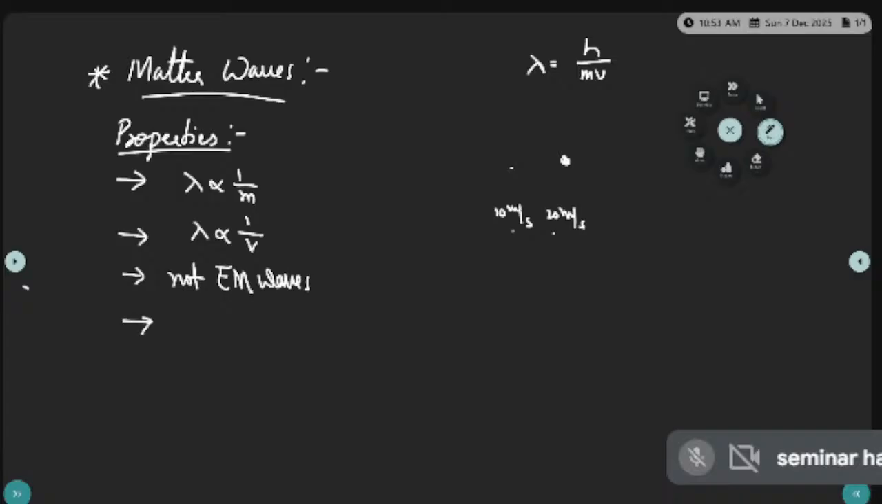They travel with a velocity greater than the velocity of light. Which one? Matter waves. Matter wave velocity is greater than the velocity of light. What is the velocity of light? Meter per second. But matter wave velocity is greater than it. Next.